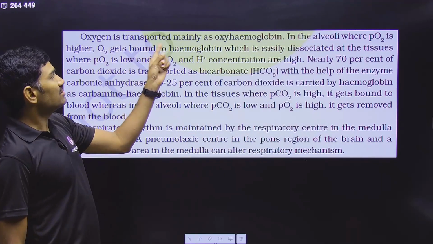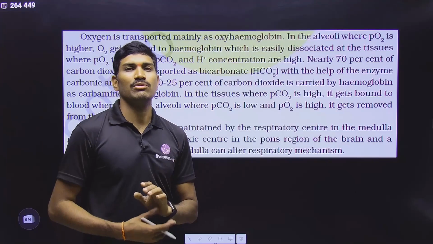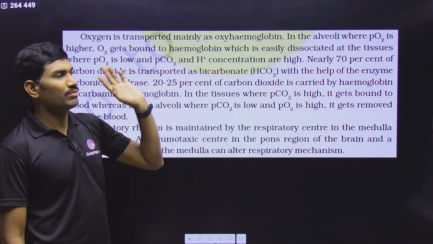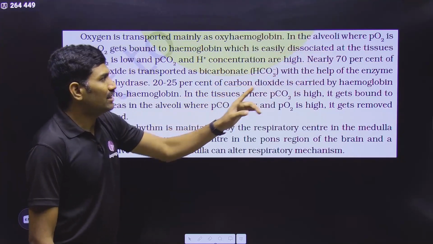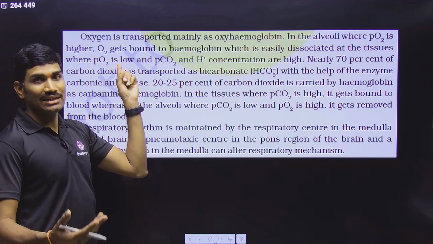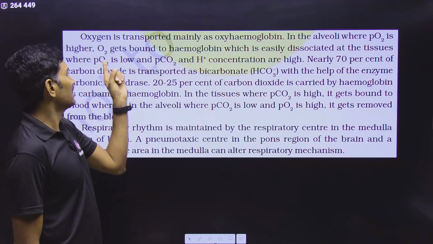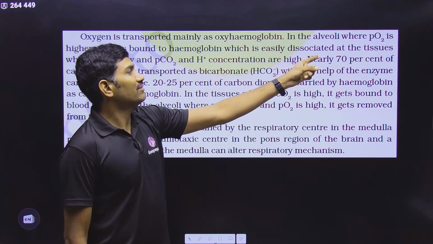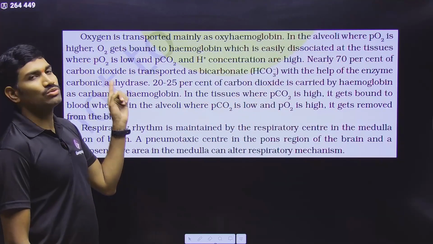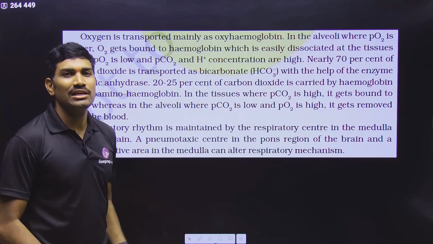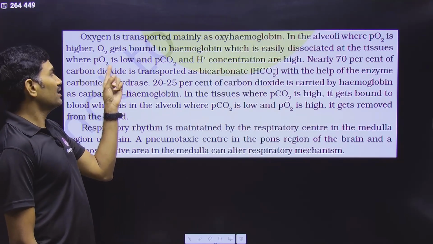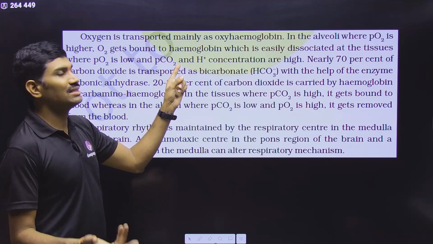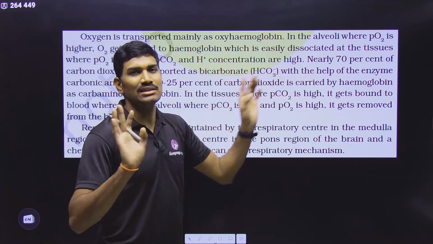Next one, oxygen is transported mainly as oxyhemoglobin. Oxygen combines with hemoglobin and forms oxyhemoglobin. Next one, in the alveoli the partial pressure of oxygen is higher, so oxygen gets bound to hemoglobin in the blood, and it is easily dissociated at the tissues. At the tissues, oxygen and hemoglobin can be dissociated because at the tissues oxygen is low, the partial pressure of CO2 is high, and also the H plus ion concentration is high.